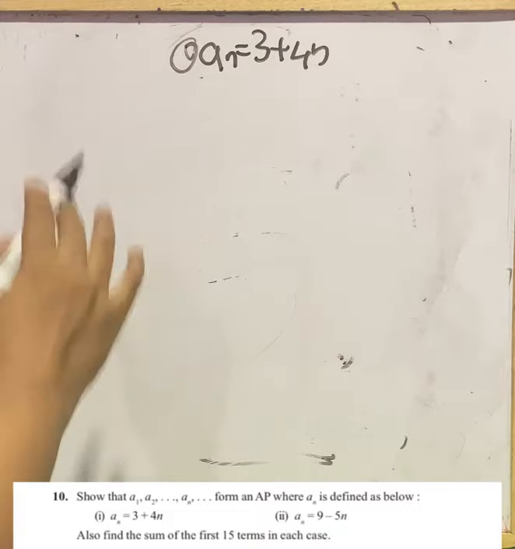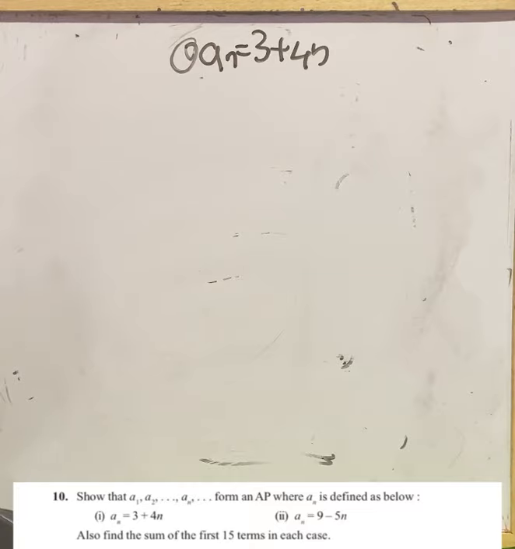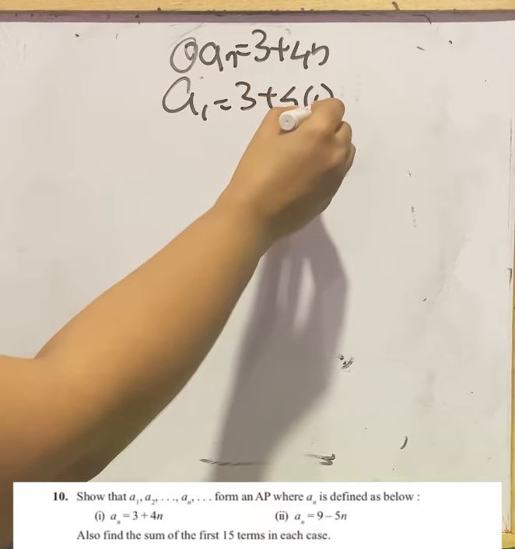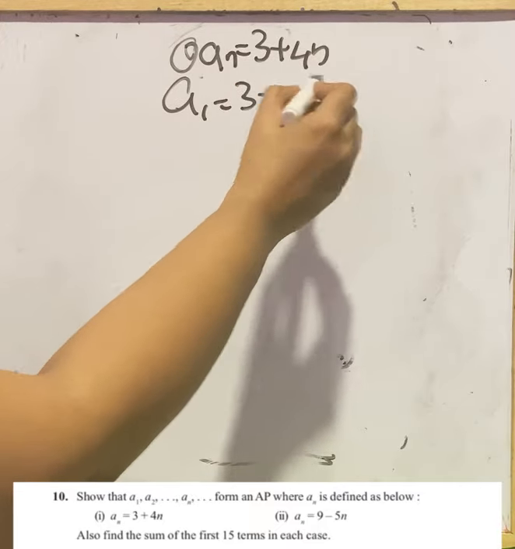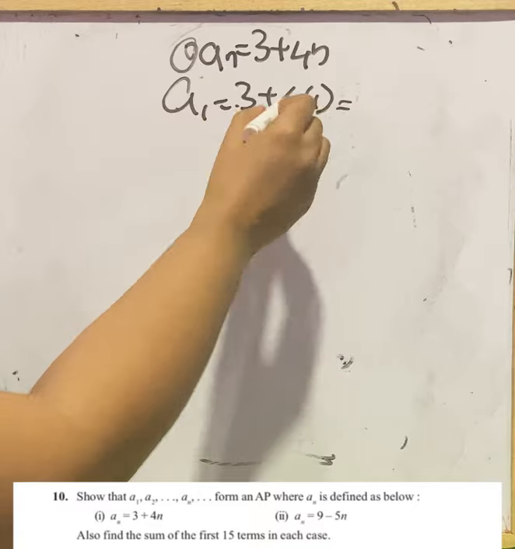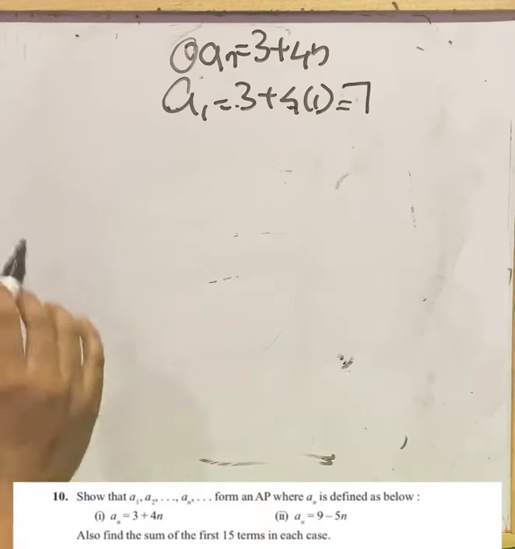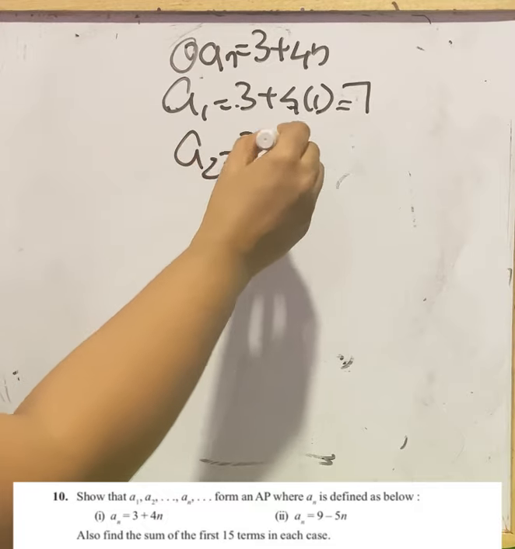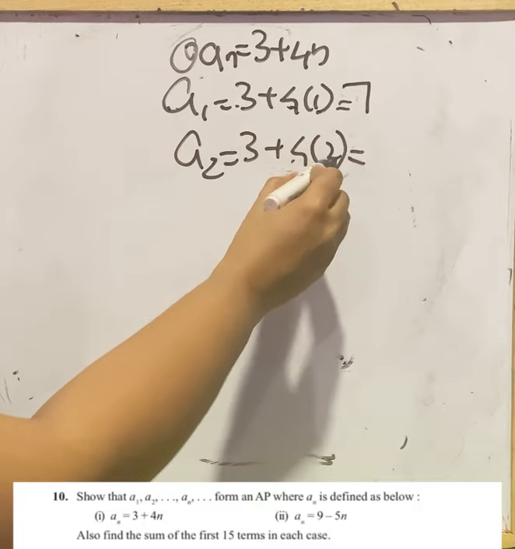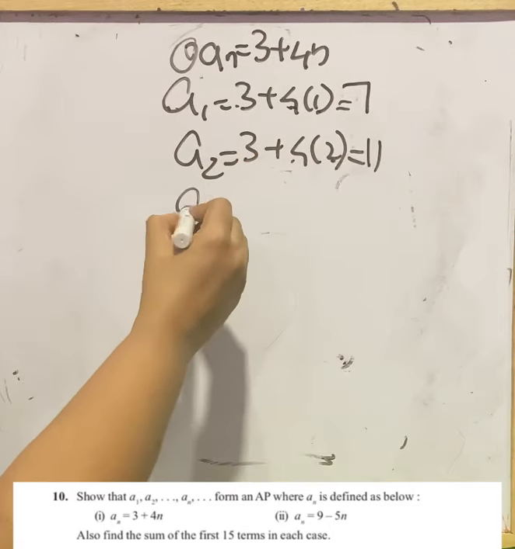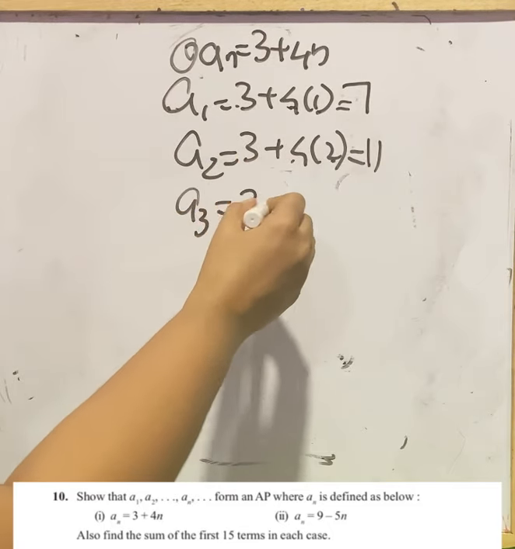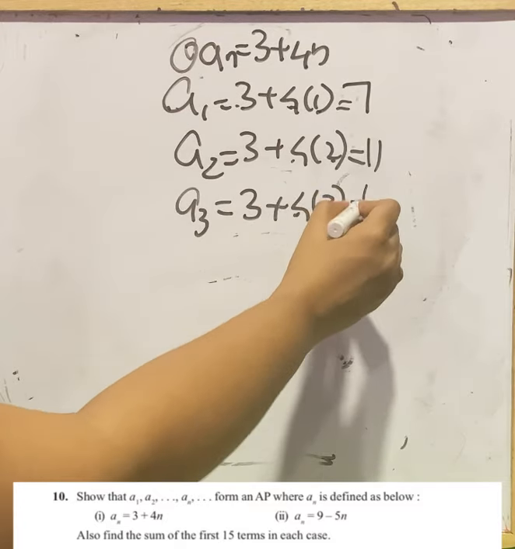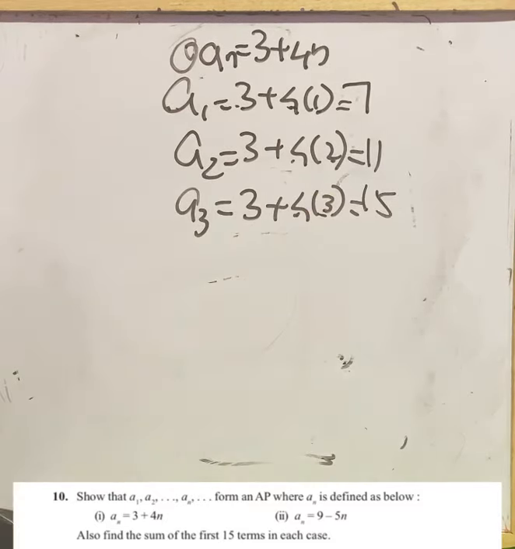So if AN equal to 3 plus 4n, we will write A1 will be 3 plus 4 into 1, where n equal to 1. That is 3 plus 4 into 1. 4 ones are 4 plus 3 is 7. First term will be 7. Now second term will be A2 equal to 3 plus 4 into 2. 4 2s are 8. 8 plus 3 is 11. A3 will be 3 plus 4 into 3. 4 3s are 12. 12 plus 3, 15. We got first 3 terms.